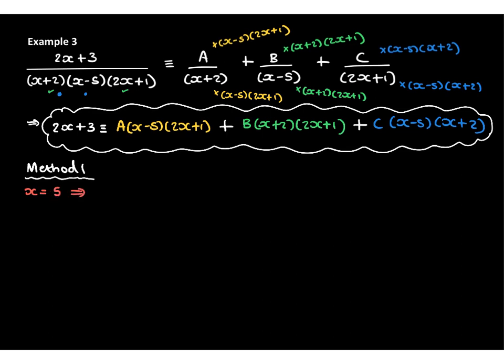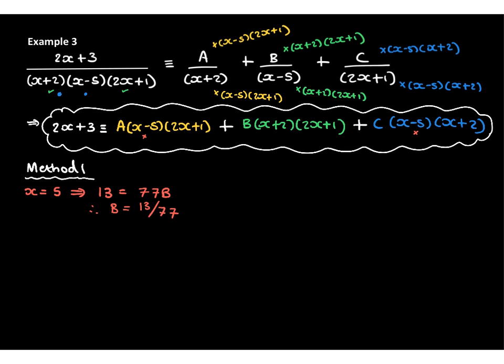So on the left-hand side, that's going to give me 2 times 5 plus 3, which is 13. And on the right-hand side, well, x equals 5 will cause this to become 0, so I can forget about A. And I'll also be able to forget about C as well. So I only need to really substitute x equals 5 into the B part here in the middle. And that gives me a value of 77B. So I get a slightly unpleasant looking value of B of 13 over 77.